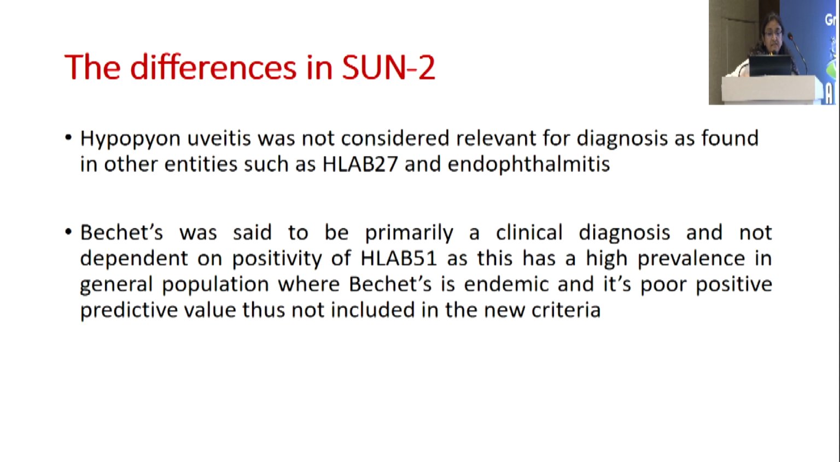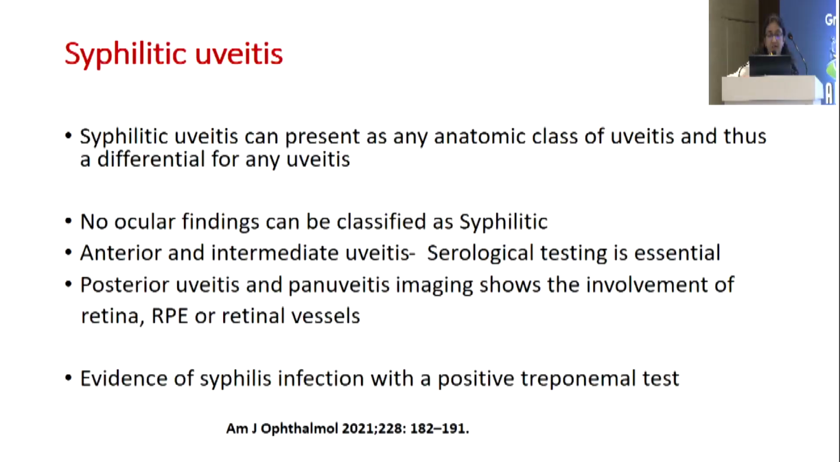The difference in the Sun2 classification is that hypopyon uveitis, which was given a lot of importance to diagnose Behçet's disease, was not really considered relevant now, as it was found in other entities such as HLA-B27 and endophthalmitis. And Behçet's disease was said to be primarily a clinical diagnosis and not dependent on the positivity of HLA-B51, as this has a high prevalence in the general population where Behçet's is endemic. Its poor positive predictive value thus was not included in the new criteria.